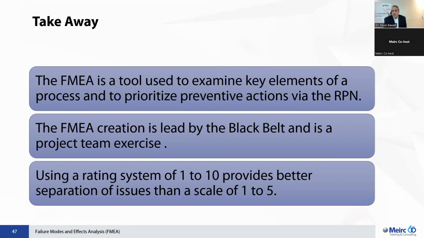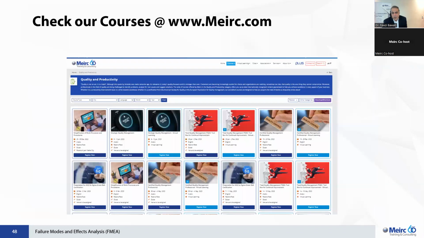So, takeaways. The FMEA is a tool used to examine key elements of a process. And of course, we tend to pick and select the critical processes in our organization. We use it to prioritize preventive action, and I emphasize the word preventive actions, via the RPN. And the FMEA is led by the black belt and is a project team exercise. Using a rating system of 1 to 10 provides better separation of issues than the scaled 1 to 5. So when we put the RPN, we tend to use the 1 to 10.